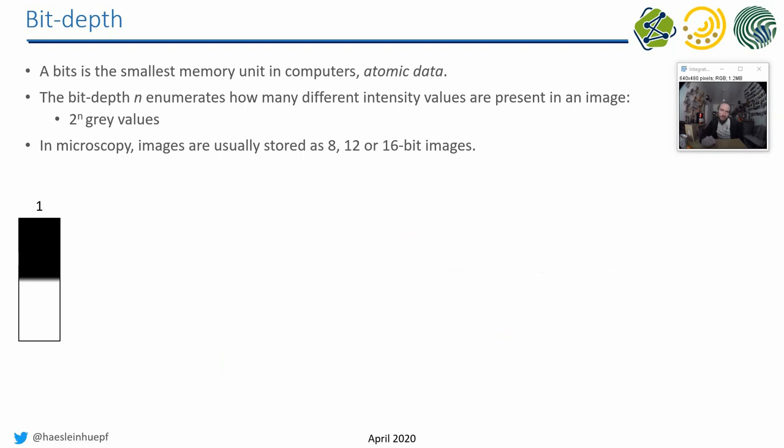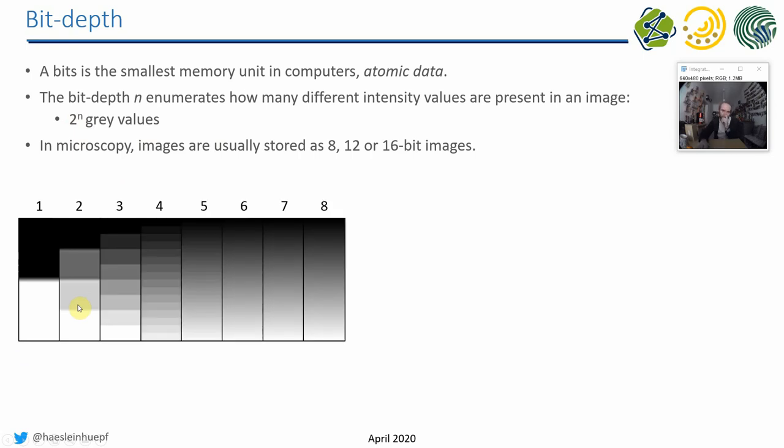And there's another thing. Some people call gray value resolution simply resolution. The correct term for that would be bit depth. A bit is the smallest memory unit in computers, the atomic piece of data. And the bit depth of an image tells us how many different gray values we can have. If we have a bit depth of 1, that means 2 to the power of 1, we can have 2 different gray values. If we have a bit depth of 2, we can have 4 different gray values, and so on. Microscopic images are usually saved as 8-bit, 12-bit, 16-bit. Most microscopes do it like this.